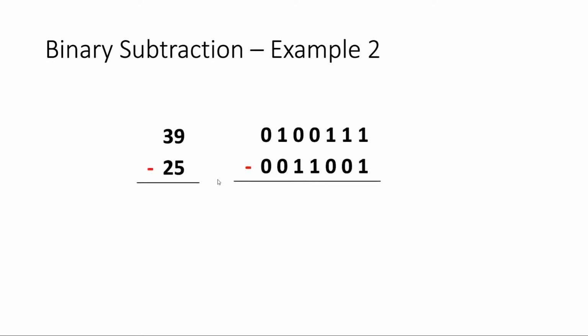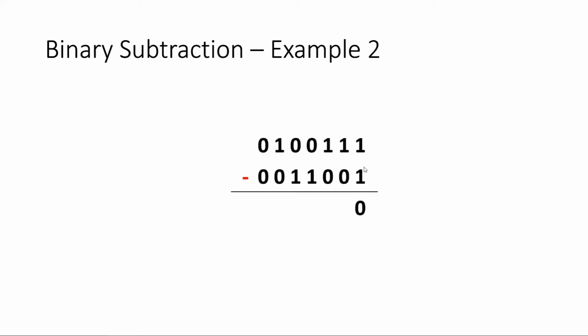So here we want to subtract 39 by 25. I have written their binary representation. You can stop the video and write their binary representation on your own and then continue. So we start from the rightmost bits. 1 minus 1 is 0. 1 minus 0 is 1. 1 minus 0 is 1. Here we cannot do 0 minus 1. We need to borrow, but the next digit is also 0. So we need to go to the next one.